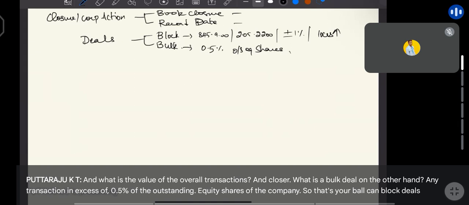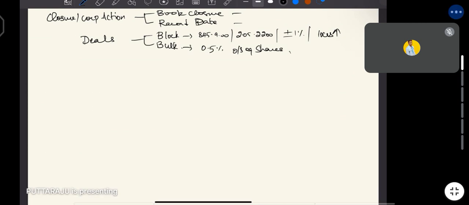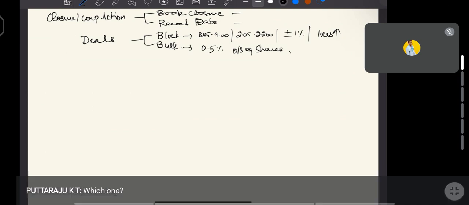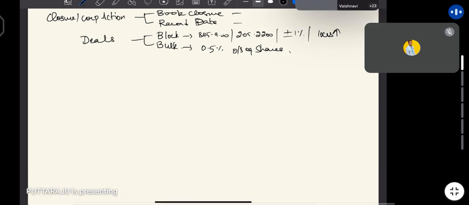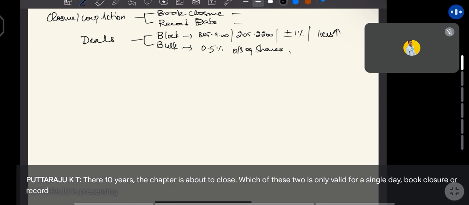Book closure and record date. Which of these is only valid for a single day? The chapter is about to close. Which of these two is only valid for a single day? Book closure or record date? Record date. As the name suggests, it is the record date, which is for a single day.